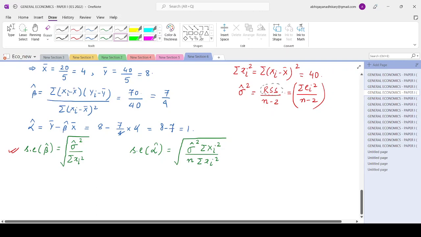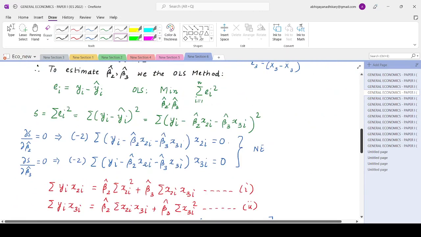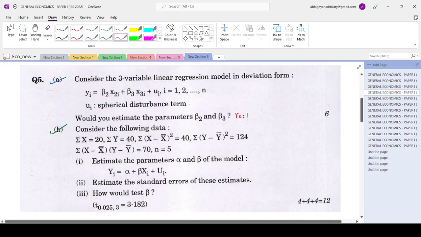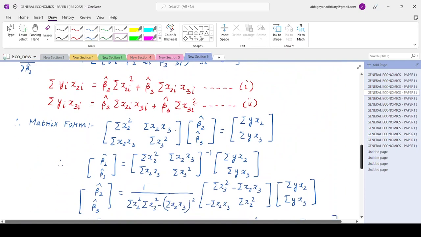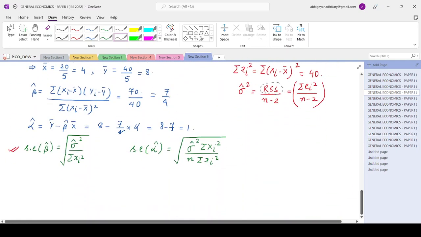Now look at the question. If I just scroll it up once, this information has been used, this has been used, this has been used, but summation yi minus y bar has not been used. So what is summation yi minus y bar, which is given? Summation yi minus y bar whole square has been given to be 124, that is summation small yi squared, which is given to be 124.